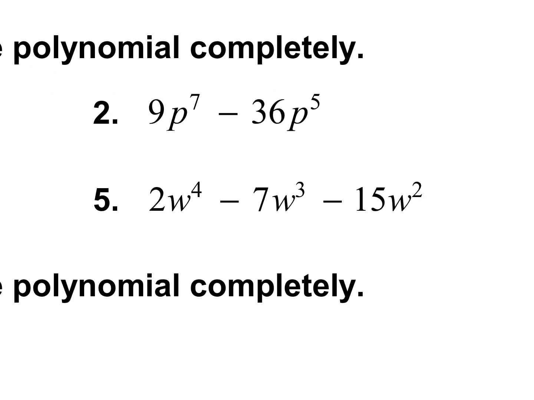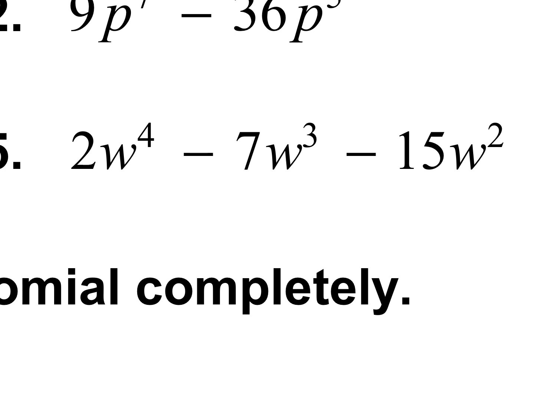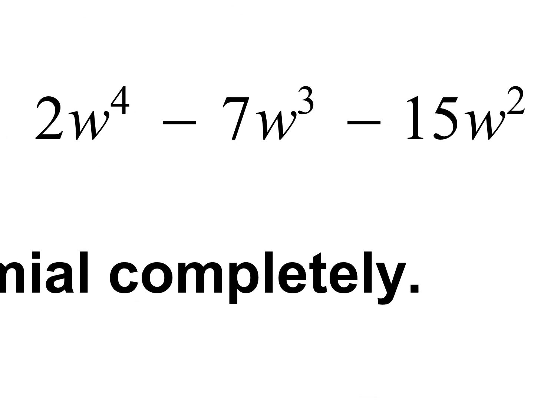All right, so let's take a look at 5. How would I factor 5? Take out the GCF. What's the GCF? w squared. Can I take out a 2 also? No, because I can't divide 7 or 15 by 2. So my GCF is only w squared. And then I would be left with 2w squared minus 7w minus 15.